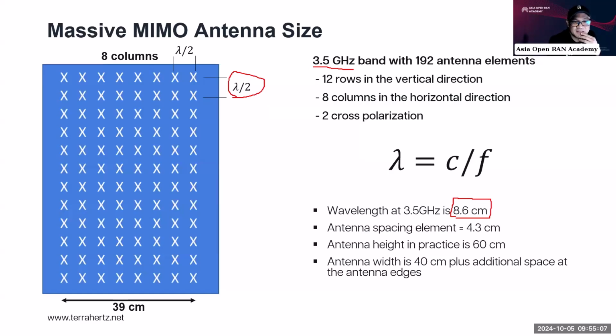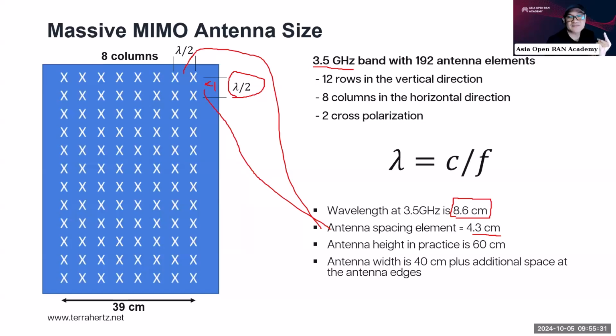Now, the antenna element spacing, if it's lambda over 2, the 8.6 will become 4.3 centimeters. So, ang separation nito is 4.3 centimeters. Okay? Yan, 4.3 centimeters. Ito, 4.3 centimeters. And then this one also is 4.3 centimeters.